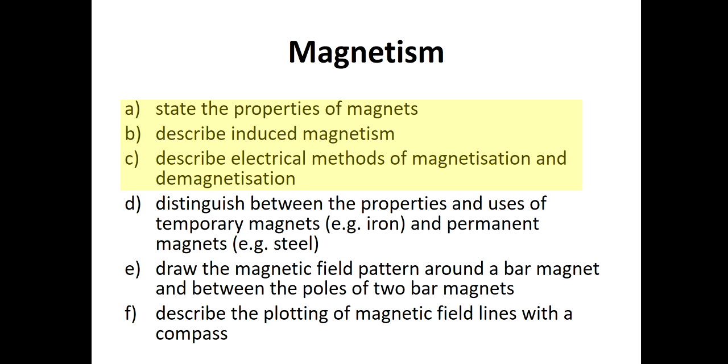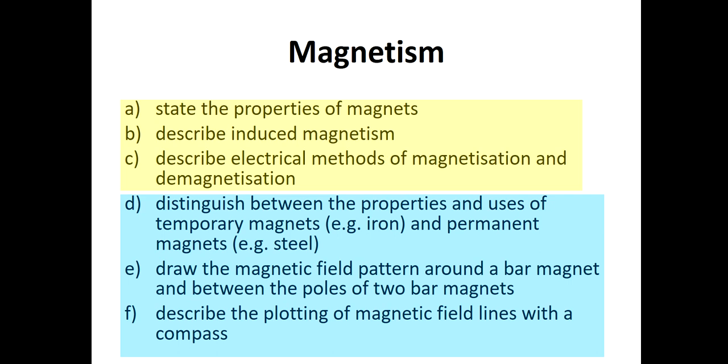Part B, you must be able to describe induced magnetism. This is a new term you learn, and we will talk more about it later on. Then next, describe the electrical methods of magnetization and demagnetization: how to turn something into a magnet, or to turn a magnet into a magnetic material again. So that's A, B, C. Next will be part D, distinguish between the properties and uses of temporary magnets, for example iron, and permanent magnets, for example steel. So you'll be learning about iron and steel, these two.